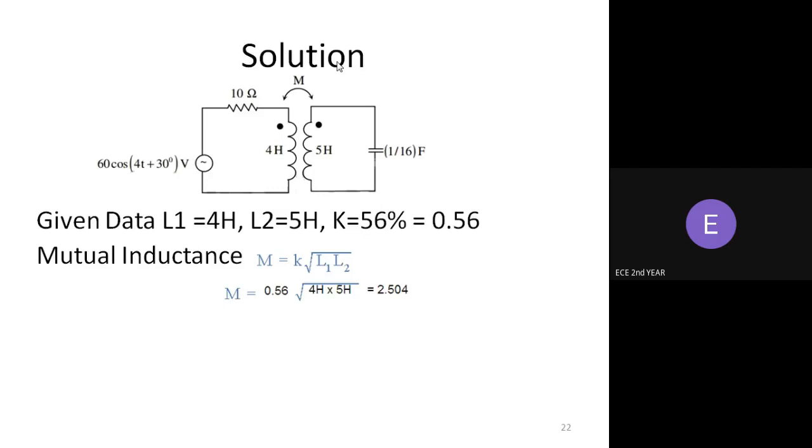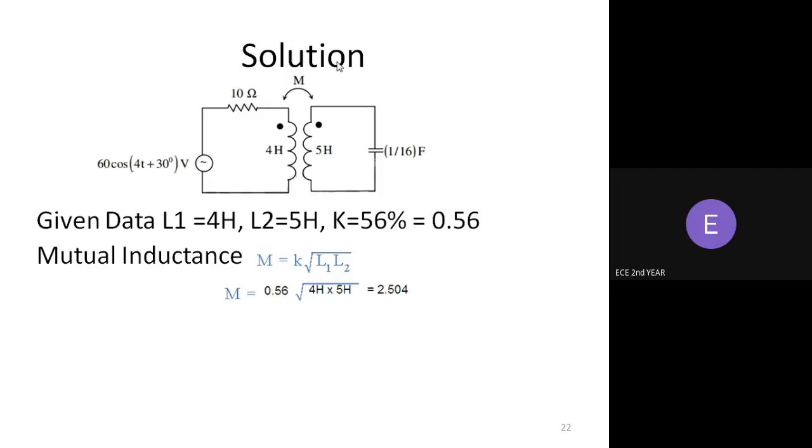So convert the percentage into the numerical value. 56 divided by 100 is 0.56. So the coupling factor K is 0.56. And the mutual inductance formula M is equal to K into root of L1 into L2. So substitute all the values. So 0.56 into root of 4 into 5.